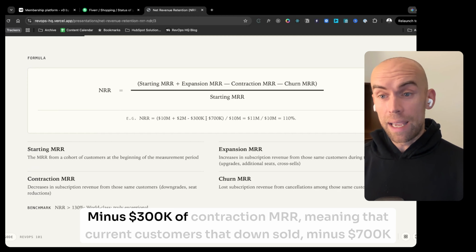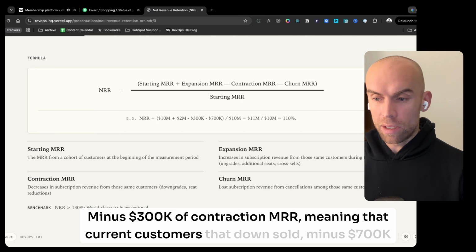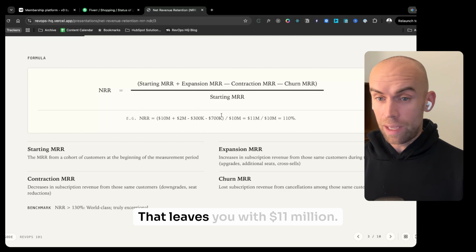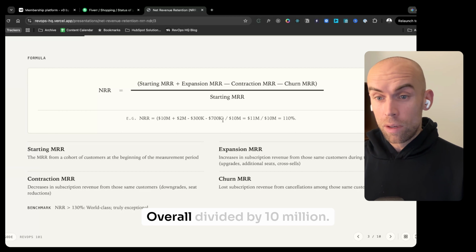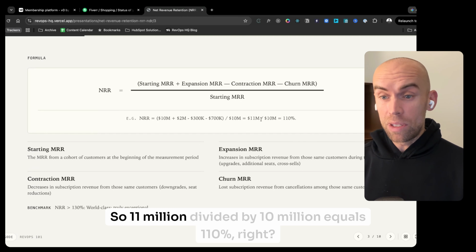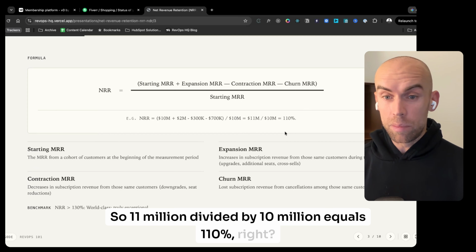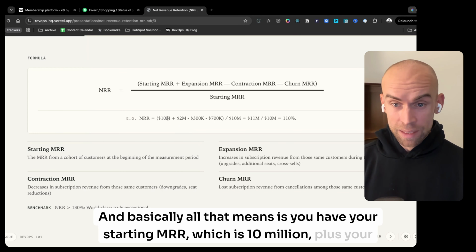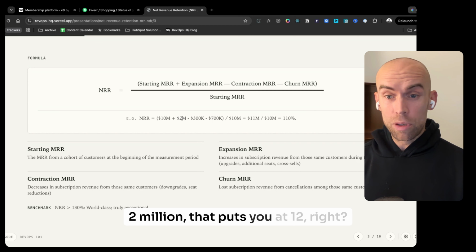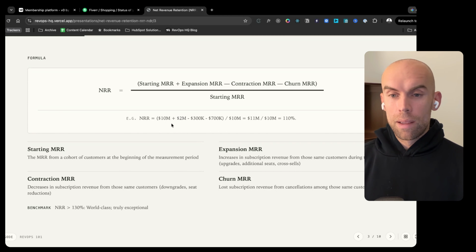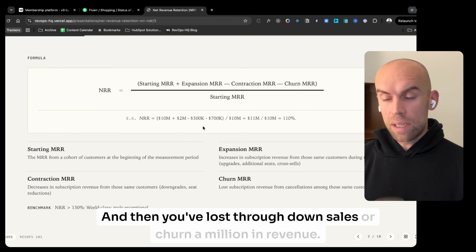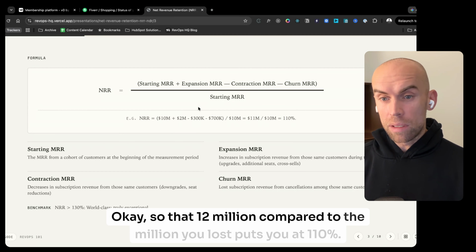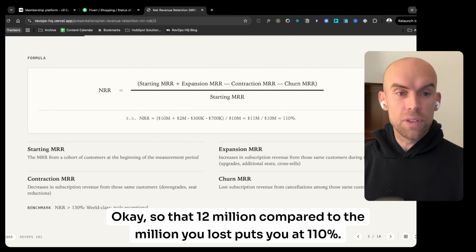Minus $300K of contraction MRR, meaning current customers that downsold, minus $700K in customers that just left you in churn. That leaves you with 11 million overall, divided by 10 million. So 11 million divided by 10 million equals 110%, right? And basically all that means is you have your starting MRR, which is 10 million, plus your 2 million, that puts you at 12, right? And then you've lost through downsells or churn $1 million in revenue. So that leaves you at 11 million against the 10 million you started with, which is 110%.